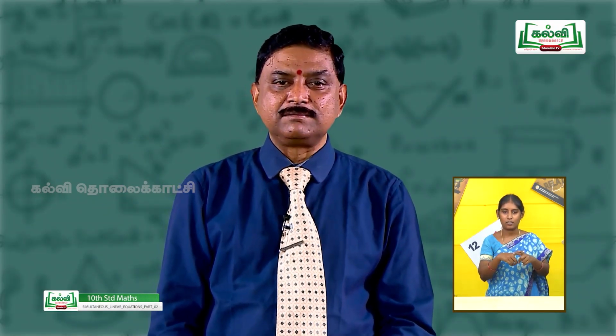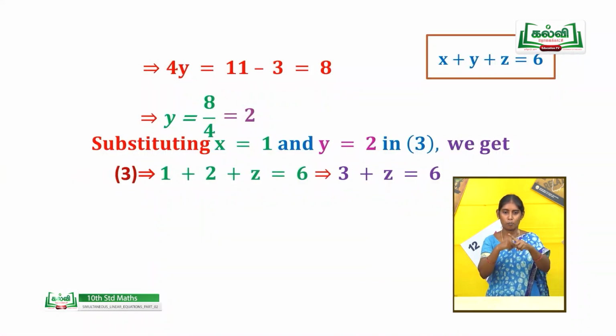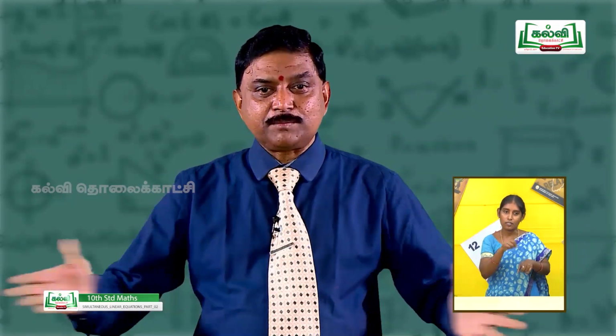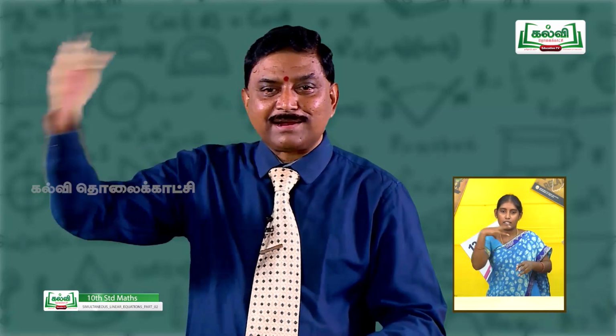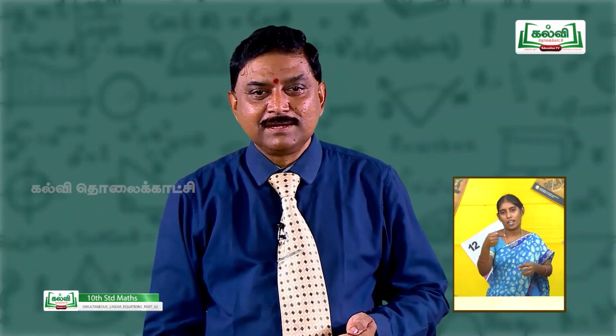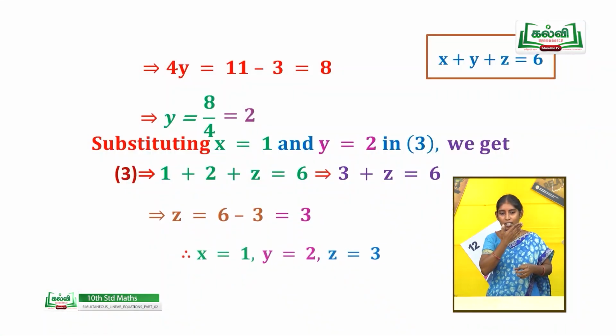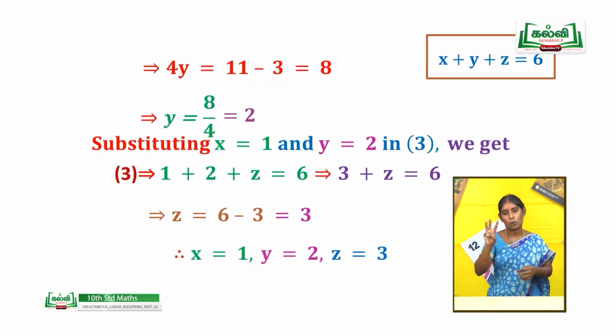What do you get now? 1 plus 2 plus z, that only we require. So, 1 plus 2 plus z equal to 6. And 1 plus 2 we may add, very simple, that is 3. So, you got 3 plus z equal to 6. From there, what do we require? We are in need of z. So, what do we have to do? Subtract 3 on both sides or take the 3 to the right side. What would happen if we take the 3 to the right side? 6 minus 3, that is very simple, 3. We got the value of z.